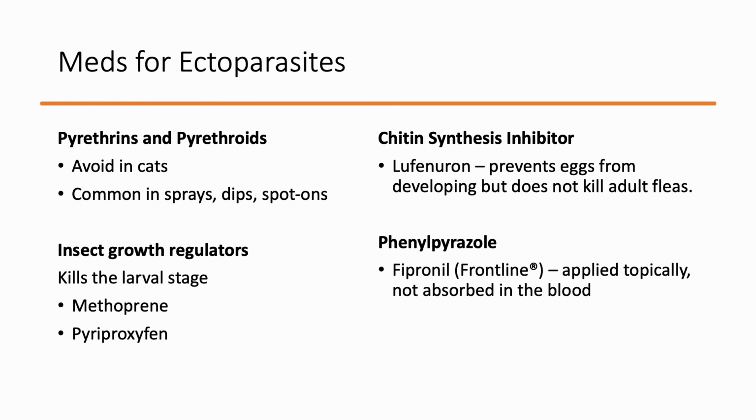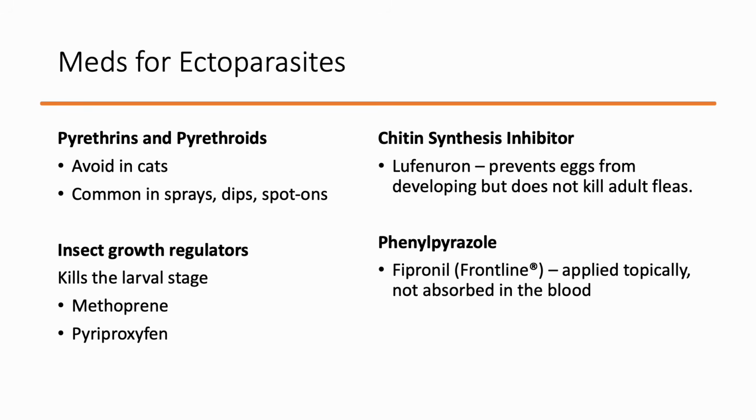There's drugs that are insect growth regulators that will just kill the larval stage of an ectoparasite. So we have methoprene and pyriproxyfen. Methoprene is one of the ingredients in Frontline. So it's combined with the fipronil, which is over on the right side.